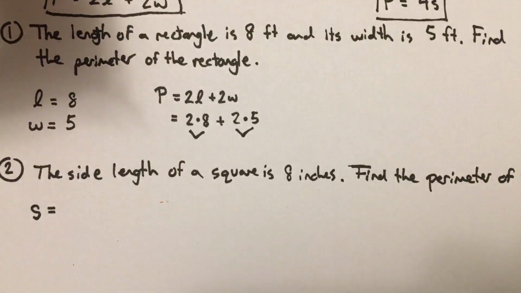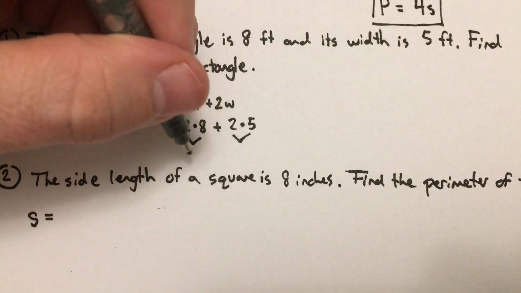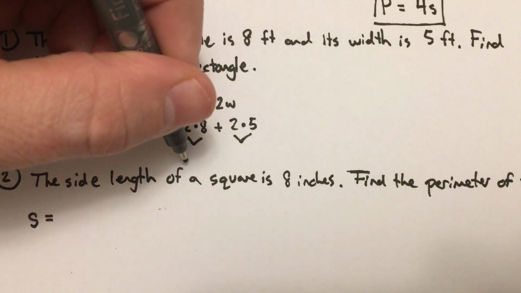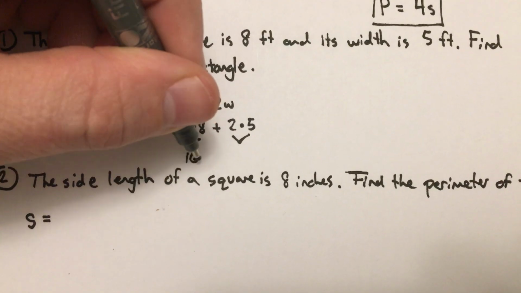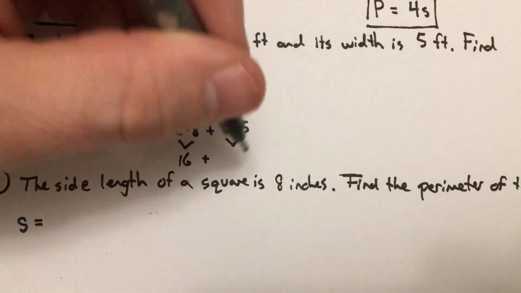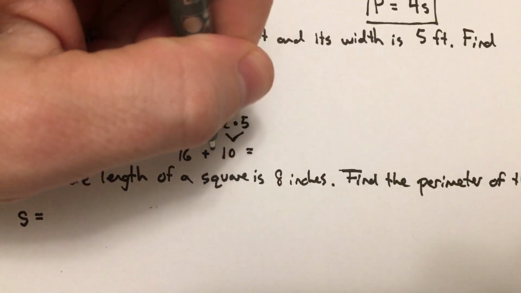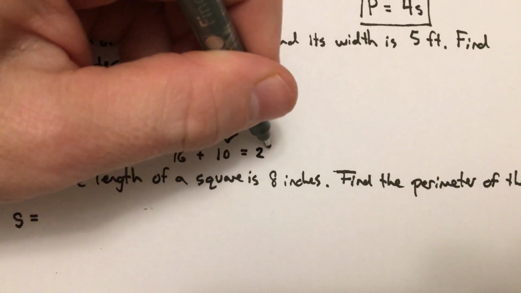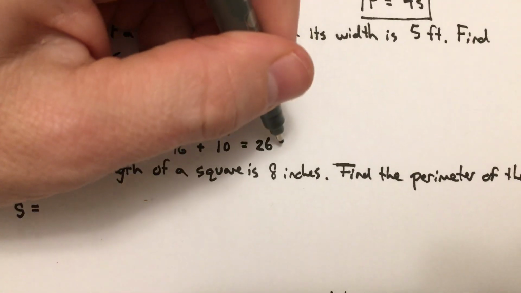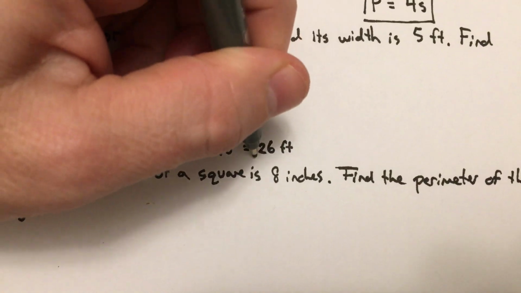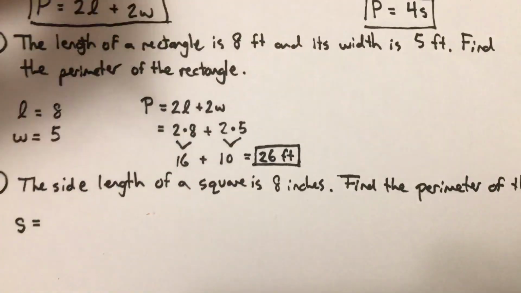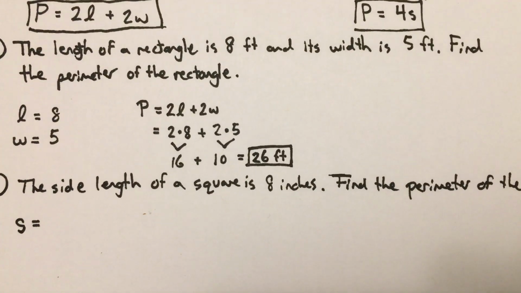So if we think about our order of operations, we're going to multiply first and then add. So 2 times 8 is 16 plus 2 times 5 is 10. So that gives us a grand total of 16 plus 10 is 26 feet. And since this is perimeter, we would just leave our answer as is for that.